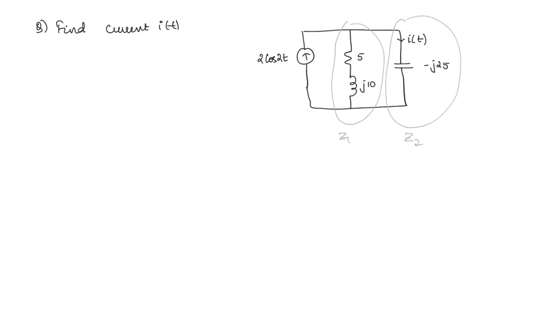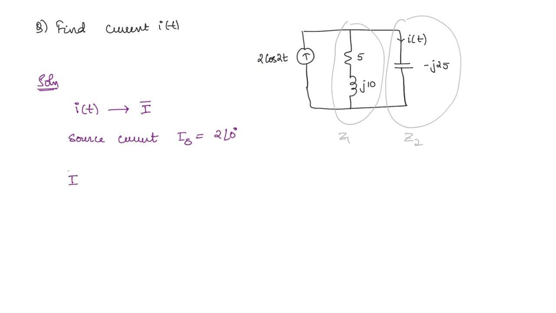Now what we have to find? We have to find the current through the second branch. So you can pause the video and solve it yourself first. So I of t we will represent as I bar, because we are dealing with the phasors. And what will be the source current? We need the phasor, right? So let source current be Is, which is equal to 2 angle 0 degrees.